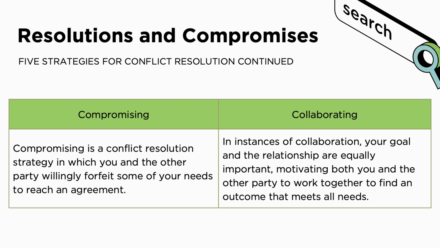The last 2 strategies for conflict management include compromising and collaborating. Both of these are conflict resolution strategies where an agreement is reached and both parties are often equally satisfied. Compromising requires you and the other person to forfeit some needs to reach an agreement, but can be beneficial as there is an equal agreement between 2 parties.